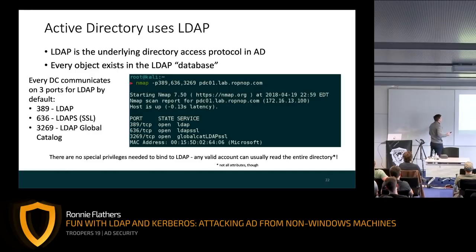And every domain controller is also an LDAP server listening on three different ports. You've got traditional LDAP, LDAPS for secure, and then the LDAP global catalog. The nice thing with LDAP is there are really no special privileges needed to bind to the LDAP server and perform some queries. So if you just have the most unprivileged user, as long as it's a valid user account, you can perform almost all the LDAP queries you'll want to map out the domain.